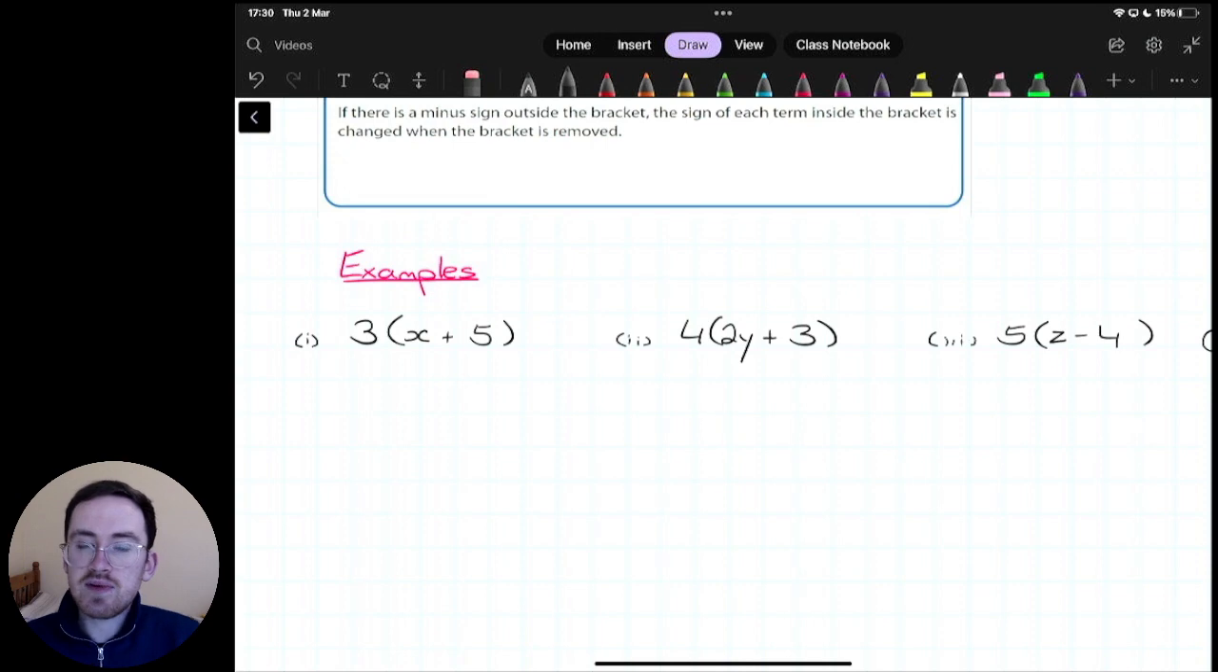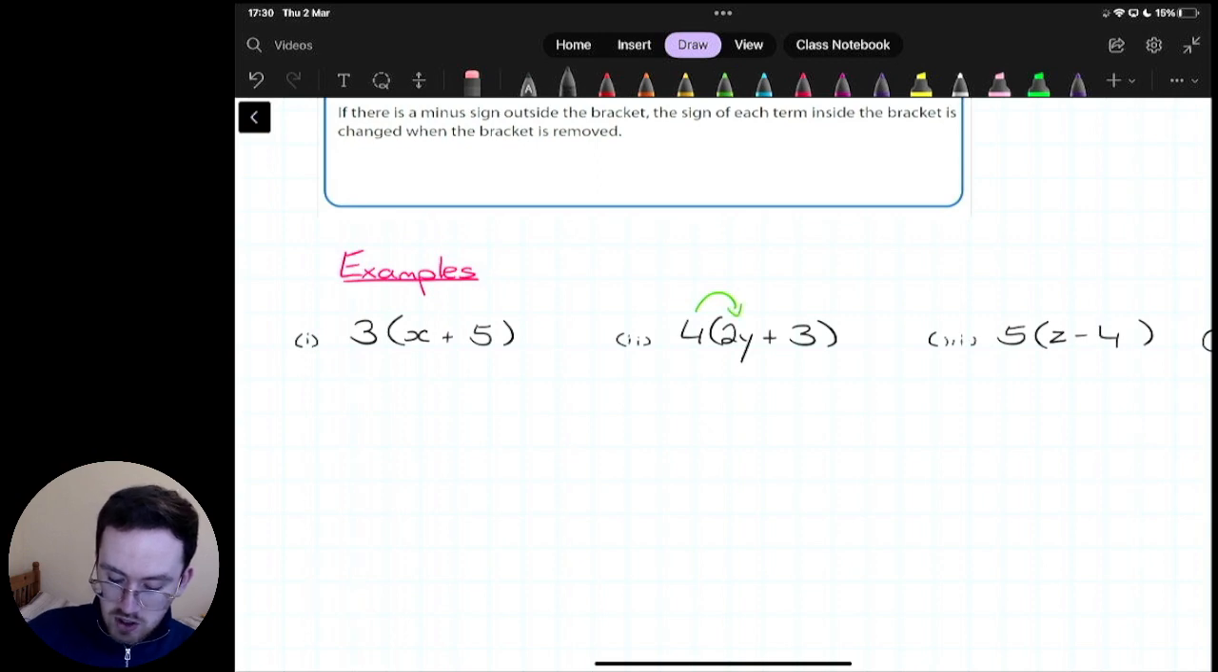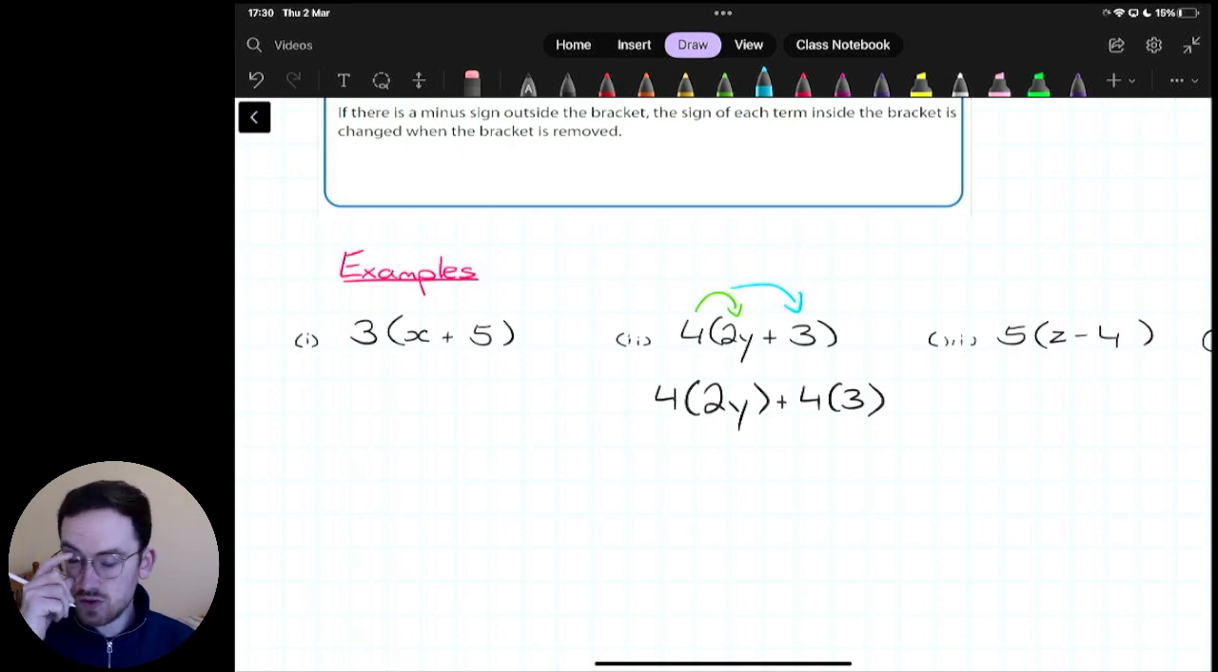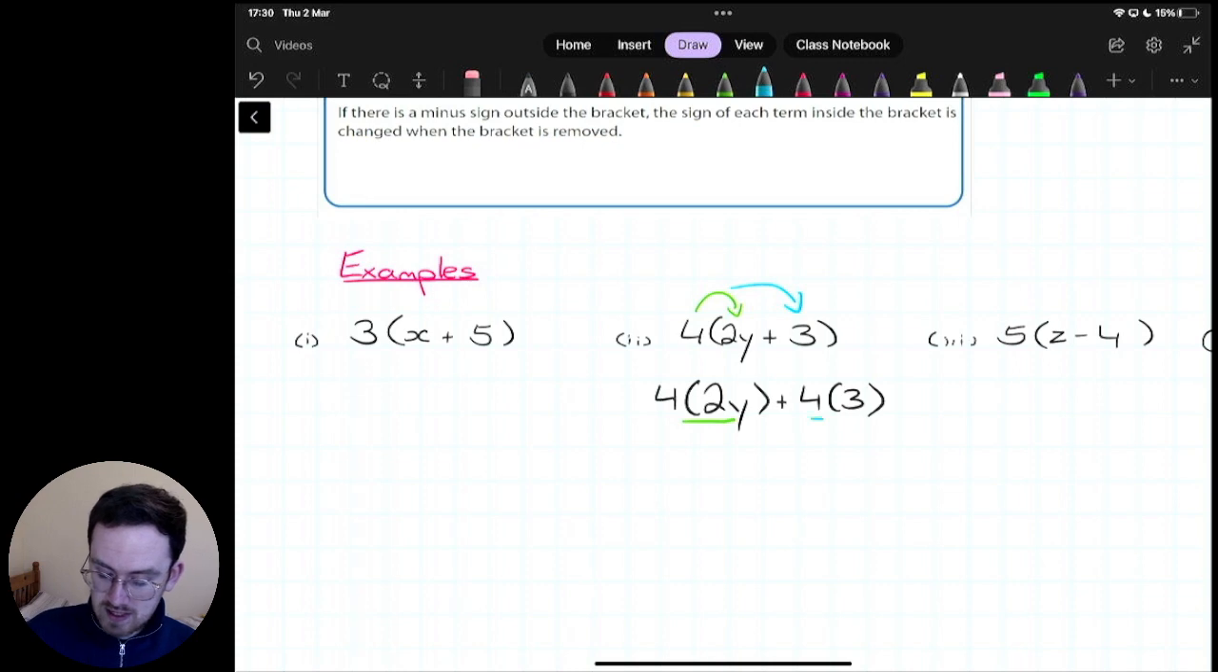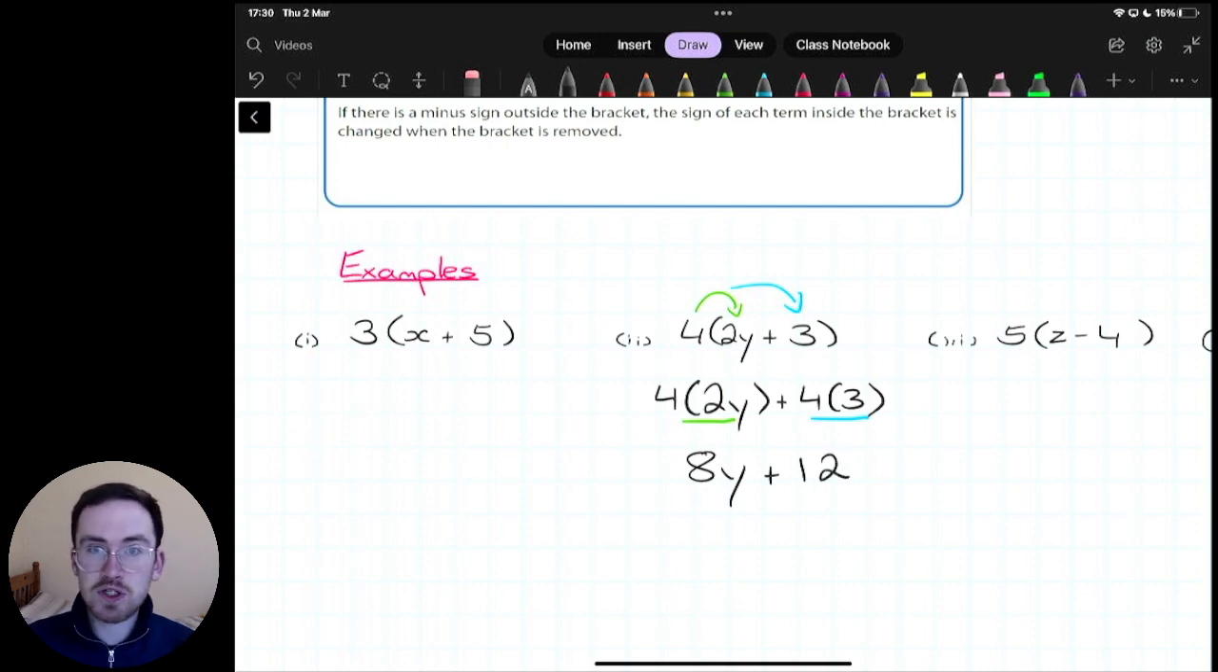So 4 multiplied by 2y plus 3. So the first step that we did, we said that what we want is 4 multiplied by 2y. So we write down 4 multiplied by 2y plus 4 multiplied by 3. Okay, so we're taking each of those two things in the bracket and we're writing them out separately. We're writing out those two sums that we're doing. And then we get a solution of 8y plus 12. And that's just us multiplying those out. That's going back to what we did in one of those previous videos about multiplying terms.